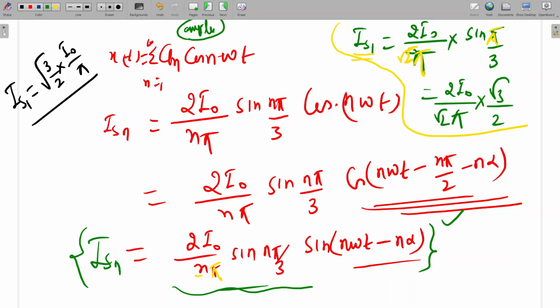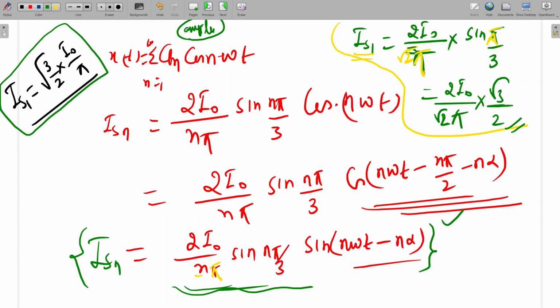Amplitude means peak value. If fundamental current is asked, and they are not asking about amplitude or anything, then we have to divide it by root 2. So this value I am dividing by root 2. So 2 I naught divided by root 2 into pi and sine 60. Sine 60 will be root 3 by 2. Is it clear? So the fundamental will be root 3 by 2 I naught upon pi.